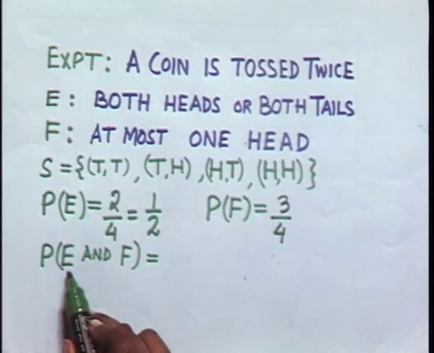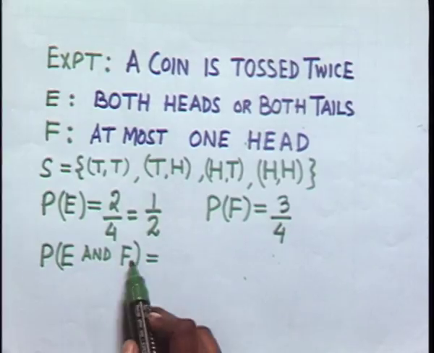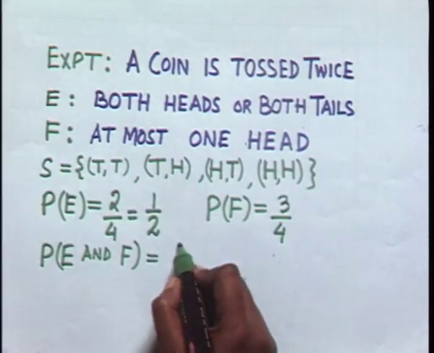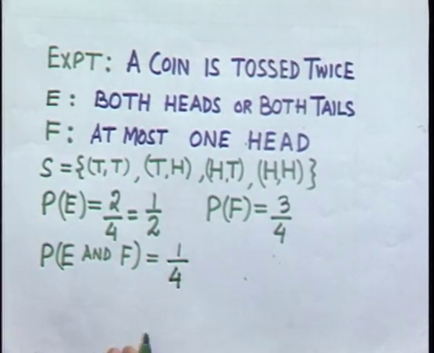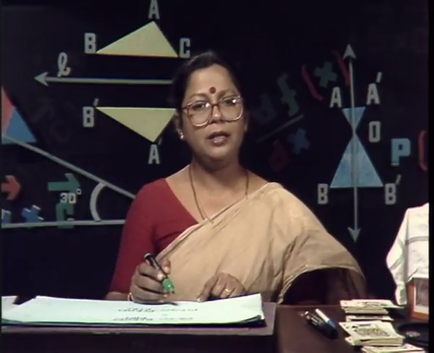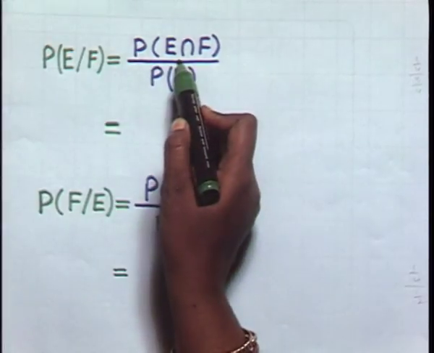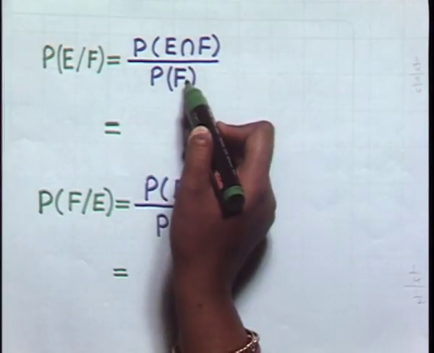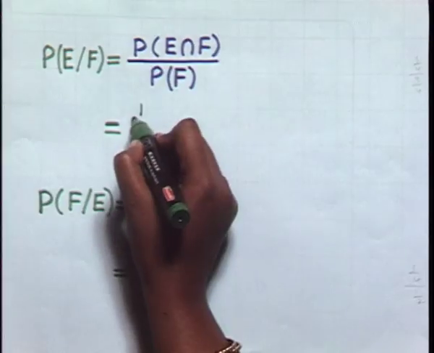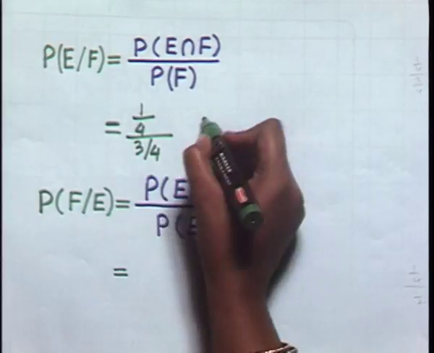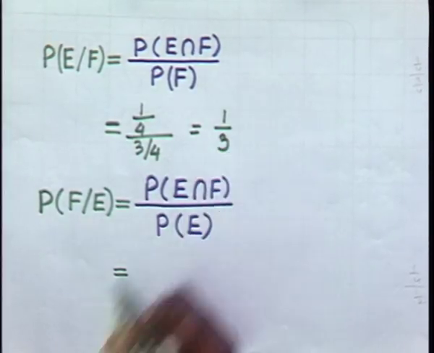Also, probability of event E and F, there is only one favorable outcome for this event E and F, that is getting 2 tails, and therefore, probability of event E and F is given by 1 upon 4. Now, we have to find out first of all probability of event E when event F has already occurred. This is equal to probability of event E and F upon probability of event F, that is 1 upon 4 upon 3 upon 4. This is equal to 1 upon 3.